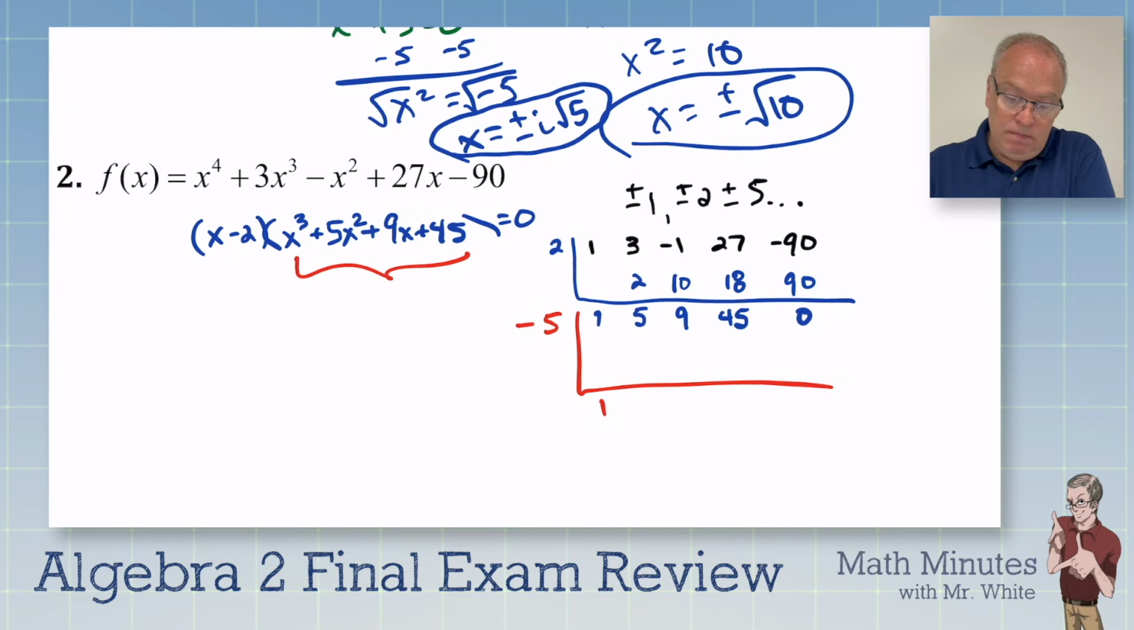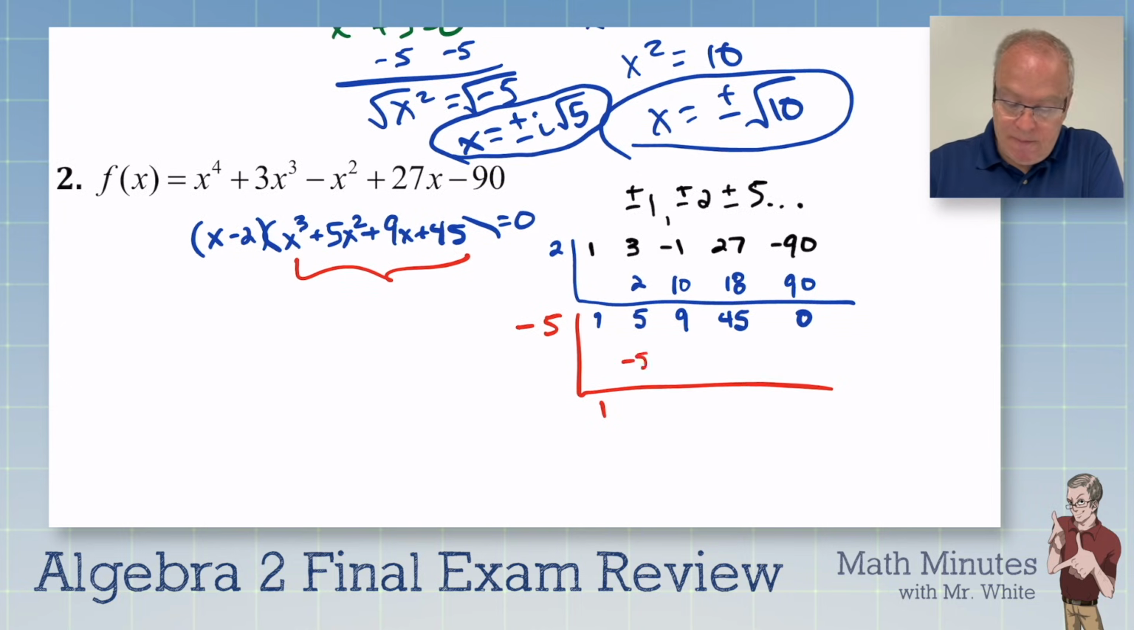Bring the 1 down, and we multiply here. We get negative 5, which is 0, 0, 9, negative 45. There it is. There it is. So that means x squared minus 9 is left over.